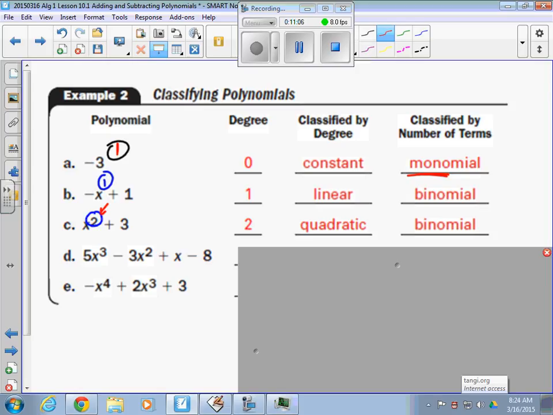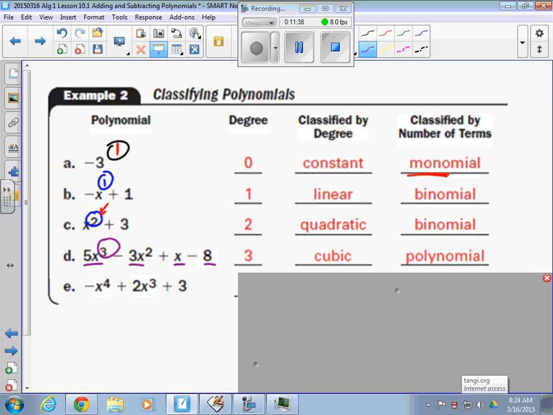What is the degree of the next polynomial? Remember, it's the degree of the largest exponent. What's the largest exponent? It's not a trick question. What is it? 3. So the degree is going to be 3. Then count how many terms they have. 1, 2, 3, 4. Now we could call that a quadrinomial because it's quad, but all we talked about was monomials, binomials, and trinomials. So we'll just classify that as a polynomial.